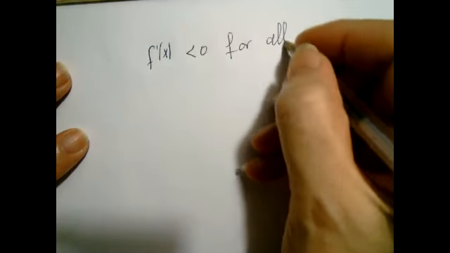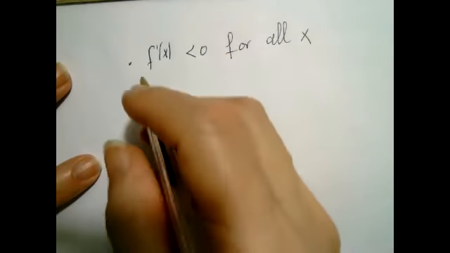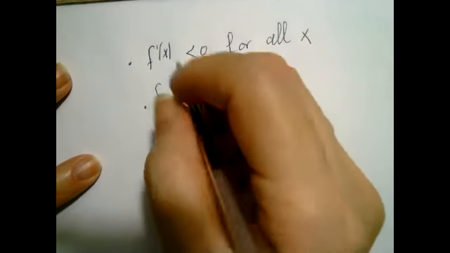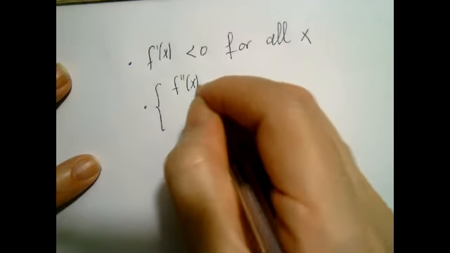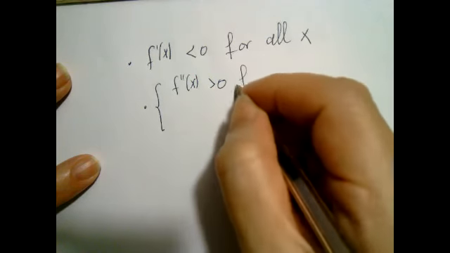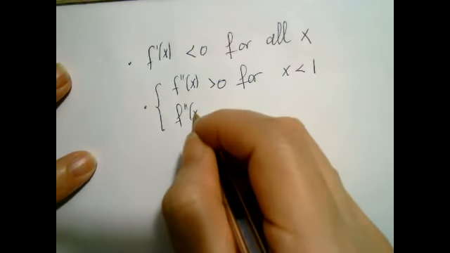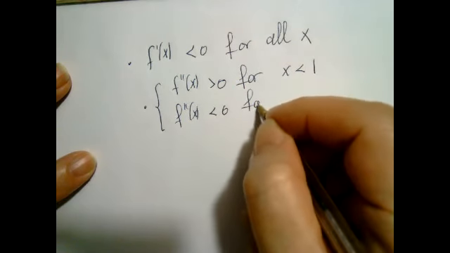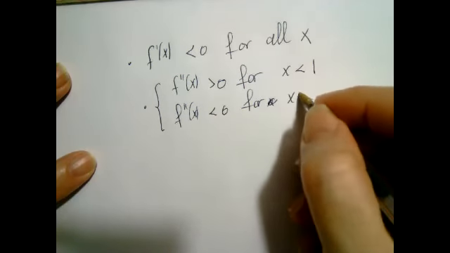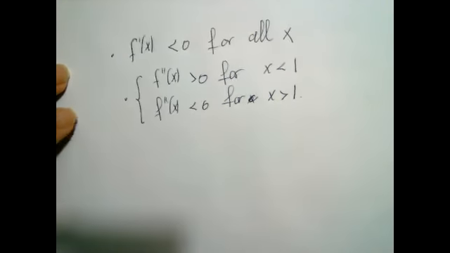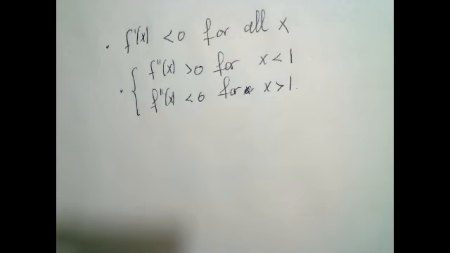Suppose I ask you f prime is negative for all x. And f double prime is positive for x less than 1, and negative for x bigger than 1. Okay, so I'll give you a minute or so to do it in front of you.